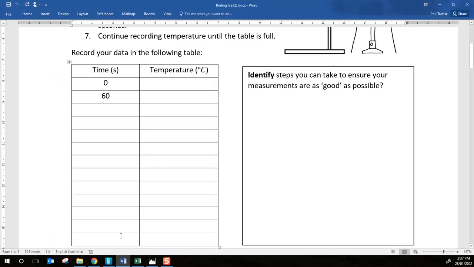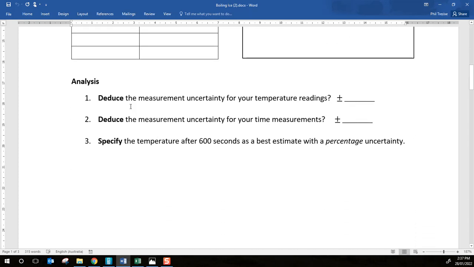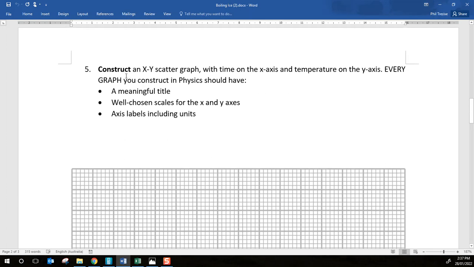Now, you may need to put a few more lines into the table. Identify steps you can take to ensure your measurements are as good as possible. Well, hopefully you'll pick up some ideas from the photographs I took and the descriptions I made. And then finally, your job after copying that data down is to answer these questions here in the analysis, then to construct the XY scatter graph according to these instructions.